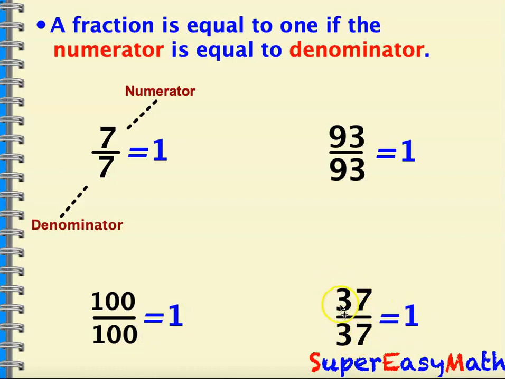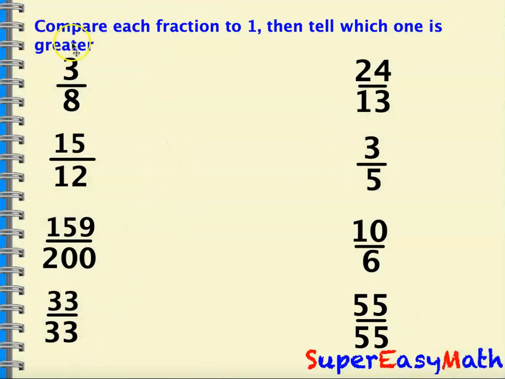Now let's try to compare some fractions using what we learned so far. Compare each fraction to 1, then tell which one is greater. So we want to compare these two fractions. They have different numerator and different denominator. So the first thing we need to know is that here, 3 over 8, the numerator is smaller than the denominator, so this fraction is smaller than 1. 24 over 13, numerator is greater than denominator, so this fraction is greater than 1.